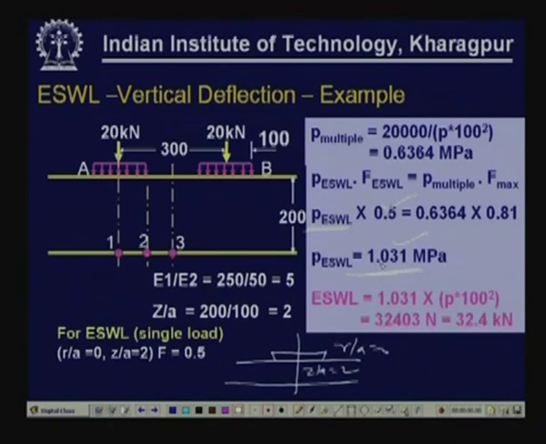Once we have the tire pressure corresponding to equivalent single wheel load, we can calculate the equivalent single wheel load as tire pressure multiplied with the contact area, since we know the radius of load contact. So, this gives us 32.4 kilonewton.